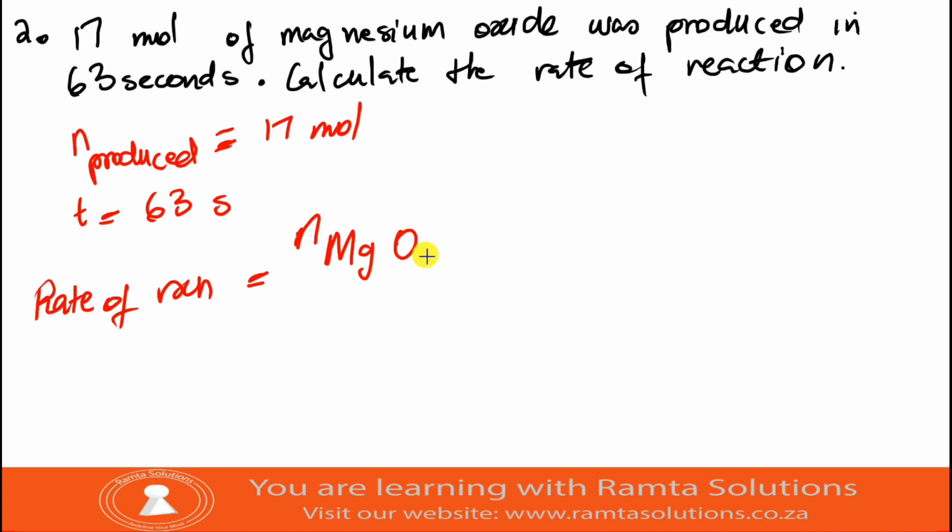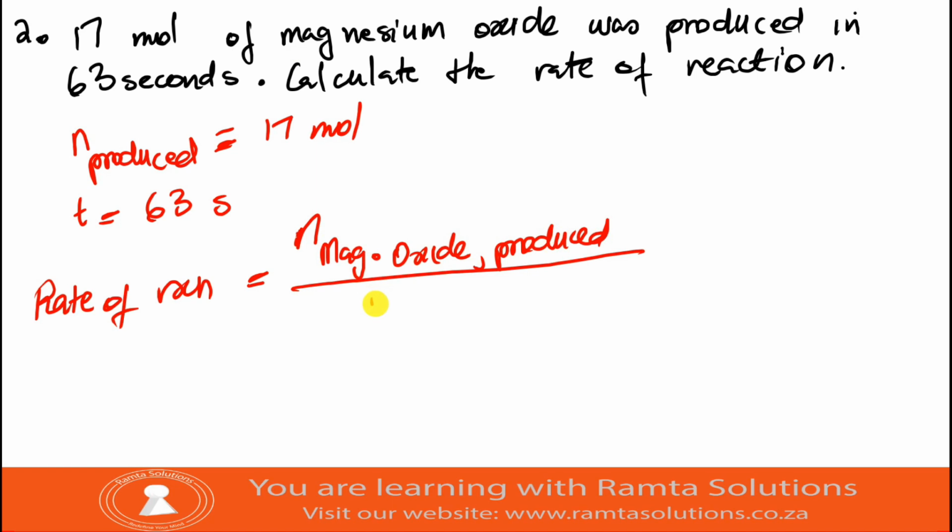Is magnesium in group 1 or 2? I don't recall. Come on, guys. Okay, let me just write magnesium oxide, because I don't recall. Number of magnesium oxide produced, over reaction time.